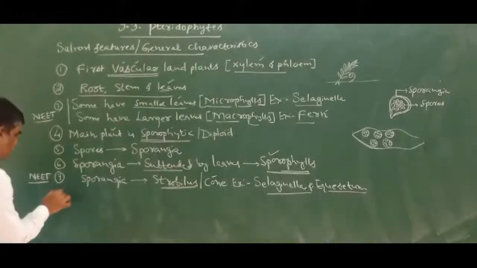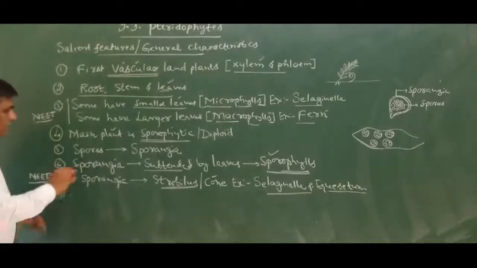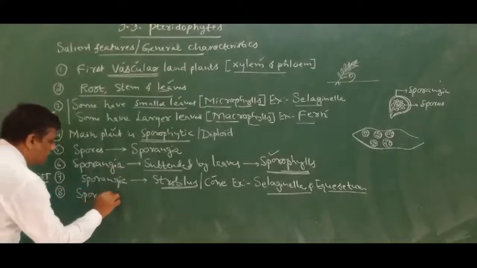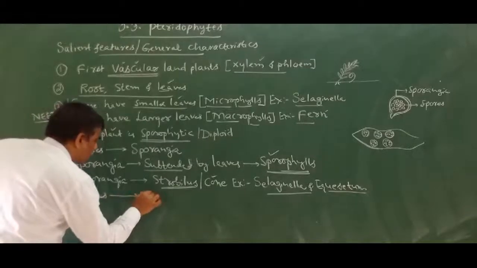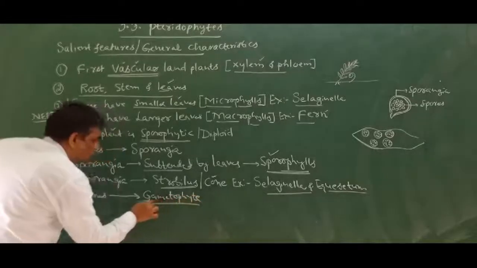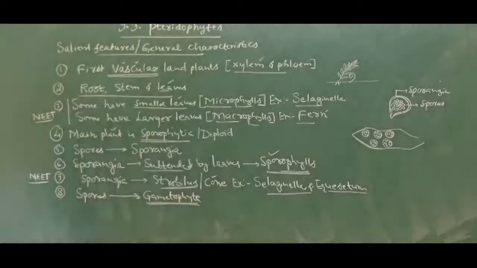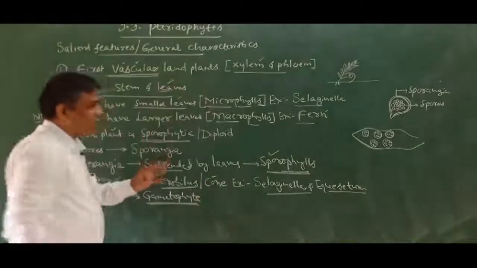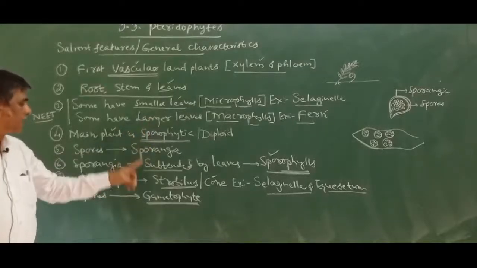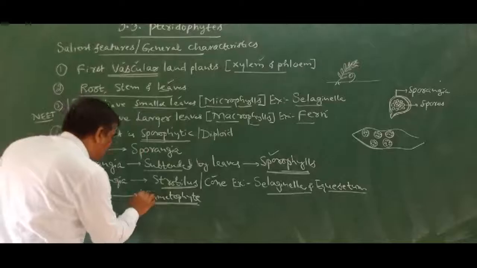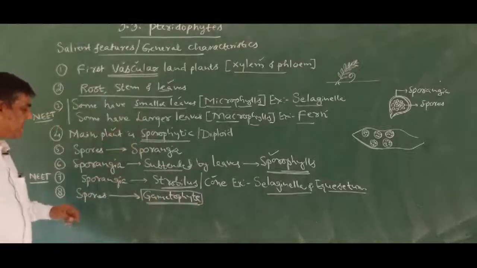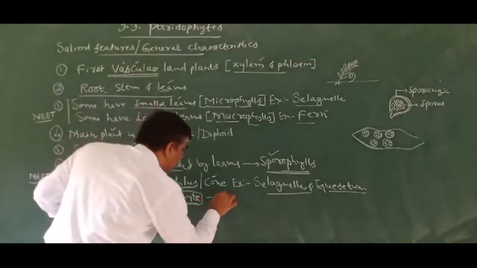And these spores get released. After they are released, they develop into a gametophyte. The gametophyte develops from the spore. So now you can understand that in the life cycle of these plants, there are two alternating generations. One is called the sporophytic stage and the other is called the gametophytic stage. This gametophytic stage is short living and depends upon the sporophyte only, and this gametophyte is called prothallus.